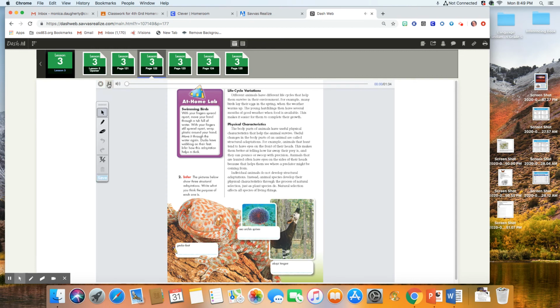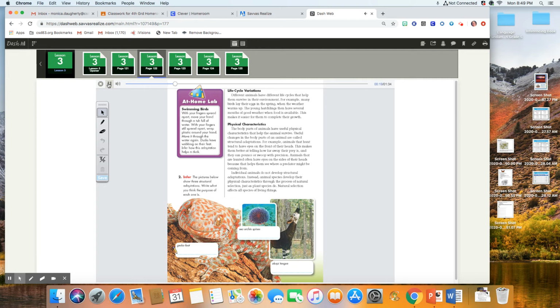Life cycle variations. Different animals have different life cycles that help them survive in their environment. For example, many birds lay their eggs in the spring when the weather warms up. The young hatchlings then have several months of good weather when food is available. This makes it easier for them to complete their growth.